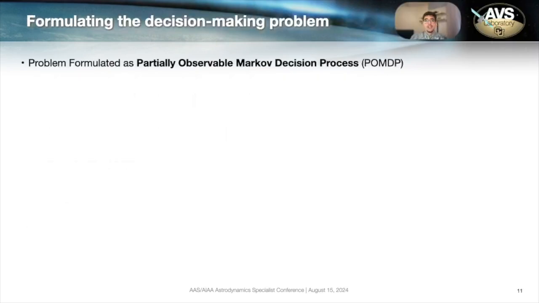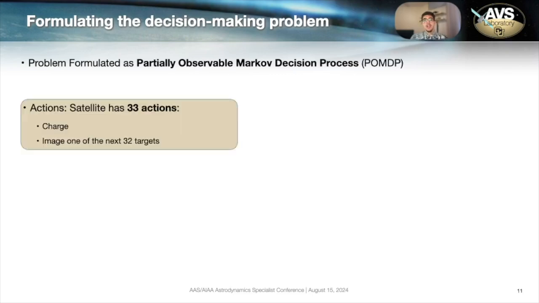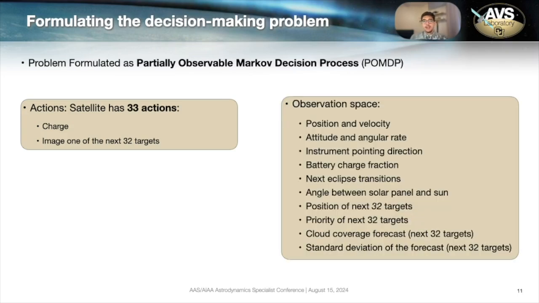So, how did we formulate the problem? We formulated it as a partially observable Markov decision process. The satellite can pick 33 actions. One of them is charge. The other 32 actions correspond to imaging one of the 32 upcoming targets. The observation space is a subset of the state space and has information that is available to the satellite and also helps with the decision-making process.